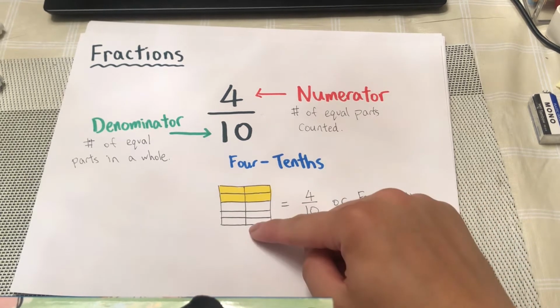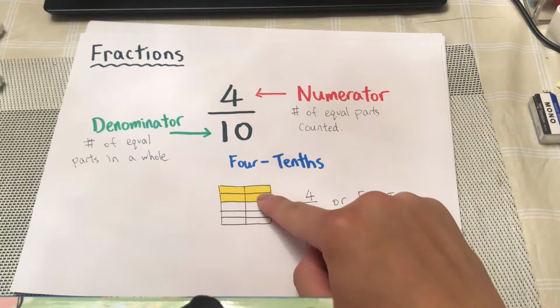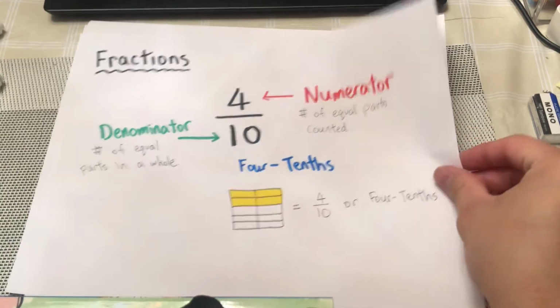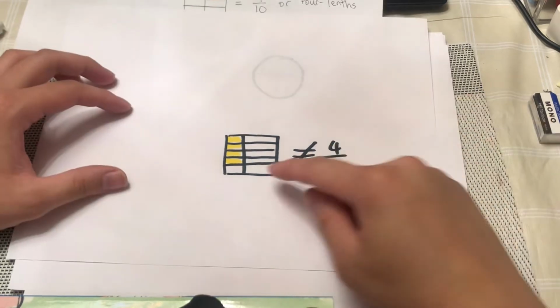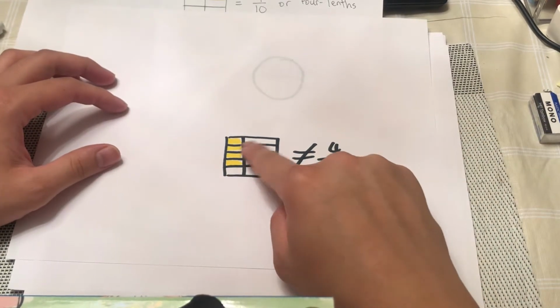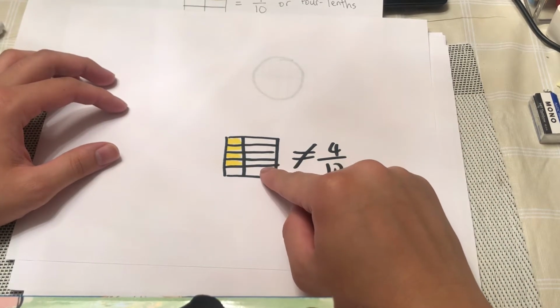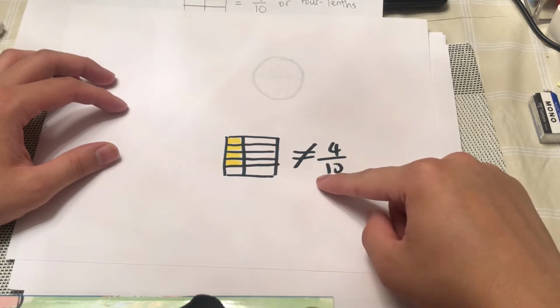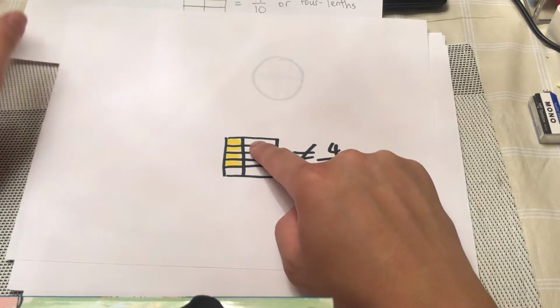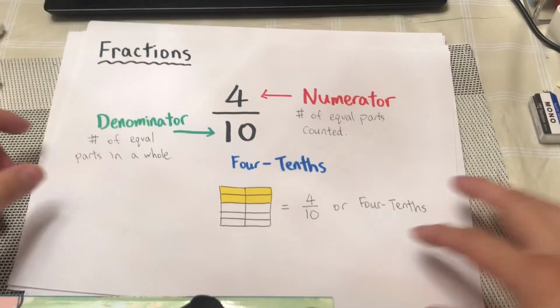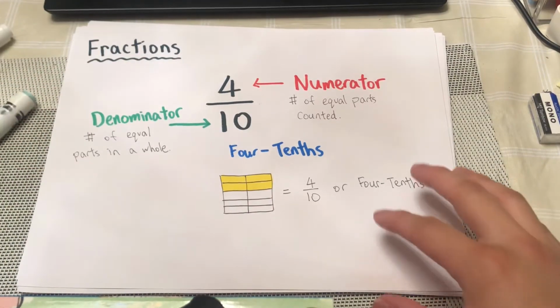Now it's really important that we make it into 10 equal parts. If we do something like this, you can see that my squares inside the whole are not equal. So this is not equal to 4 over 10, right? Because there's some smaller parts and some bigger parts. Okay, you can choose to use another method to show 4/10.